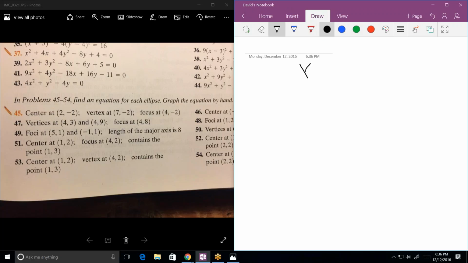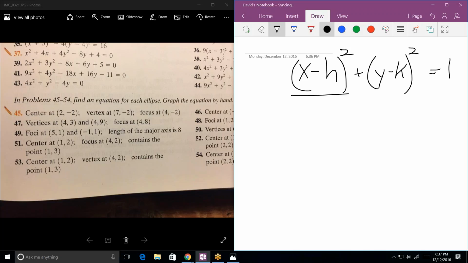Okay. So the general equation for a horizontal ellipse is this. If it's a horizontal ellipse, the a is under the x term. If it's a vertical ellipse, the a is under the y term and the b is under the x term. And the one thing you know is that a is always bigger than b for ellipses, not for hyperbolas, but for ellipses.